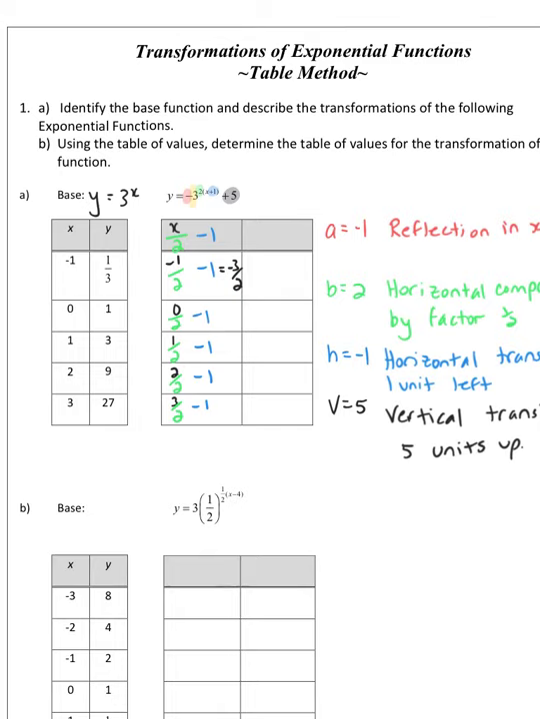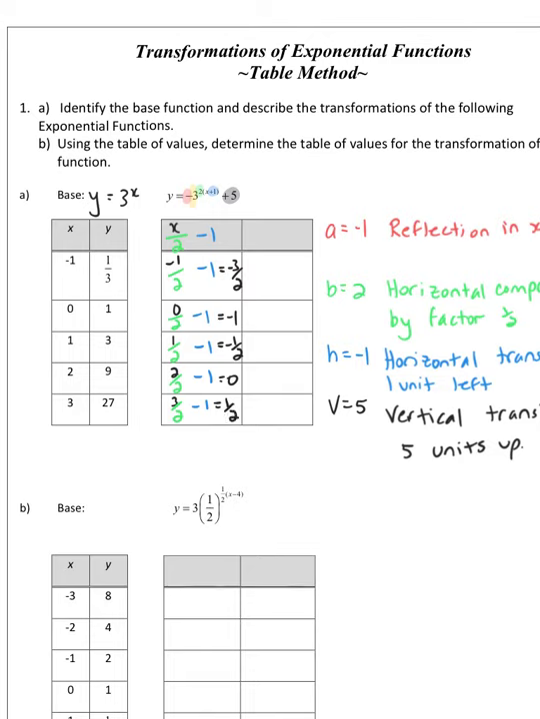The next, 0 divided by 2 is 0, take away 1 is just -1. Next, I have 1/2 take away 1. So again, I'd find a common denominator. So 1 take away 2 is -1 over 2. The next one, 2 divided by 2 is 1. Take away 1 is 0. And then finally, 3 over 2 minus 1. Again, I need a common denominator, so I get 1/2.